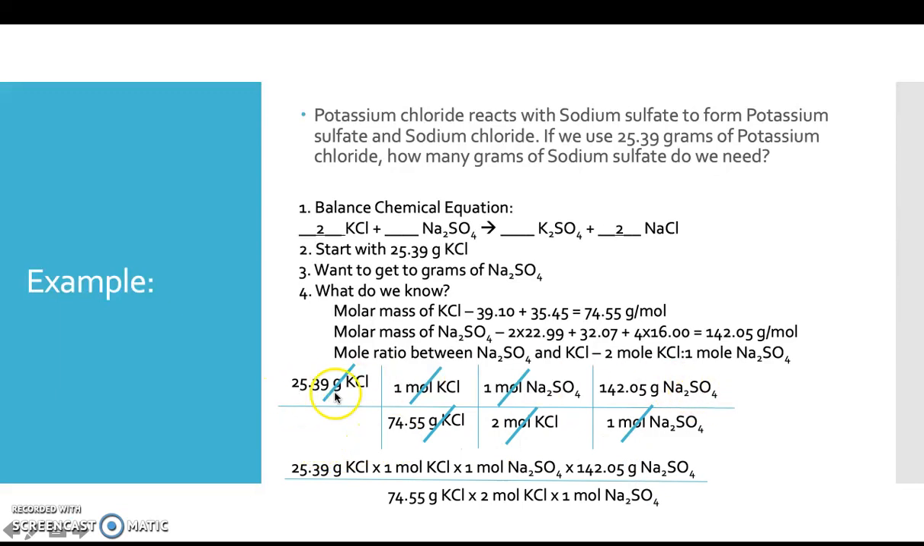So when I do longer problems like these, the easiest way is to multiply across the top, multiply across the bottom in one big fraction, and then divide at the end. So I've put all my top numbers multiplied together, all my bottom numbers multiplied together. That gives me 3,606.6495 divided by 149.1. And when I do that math, I get 24.19 grams of Na2SO4. Notice that my units there are the units that I didn't cancel up above.